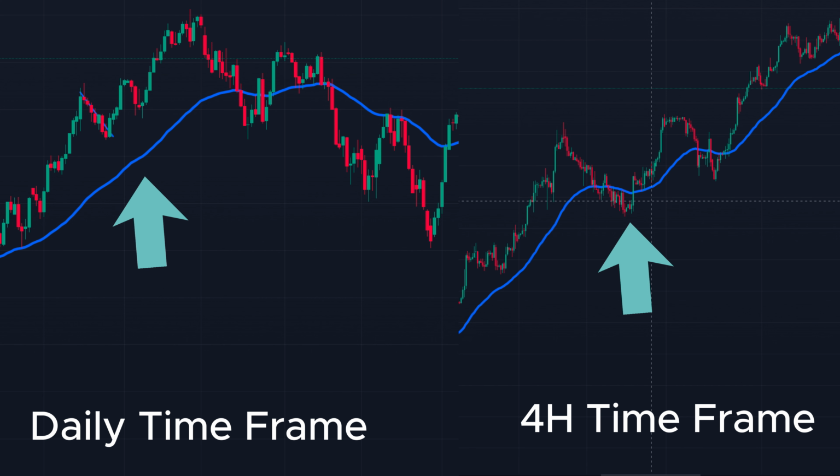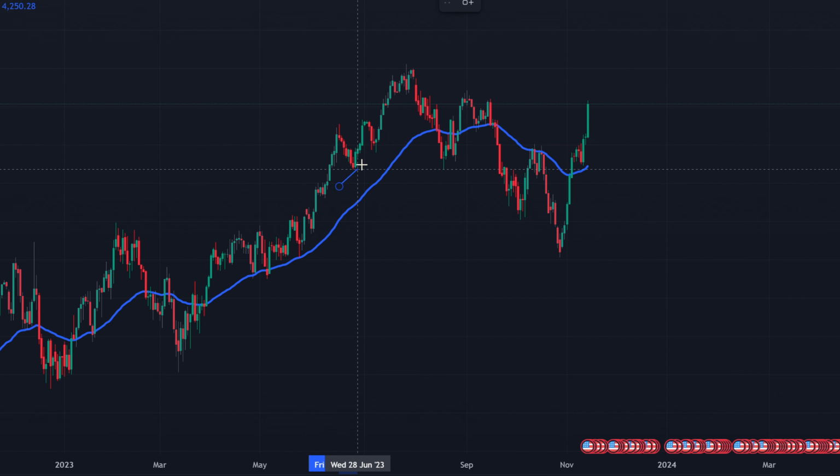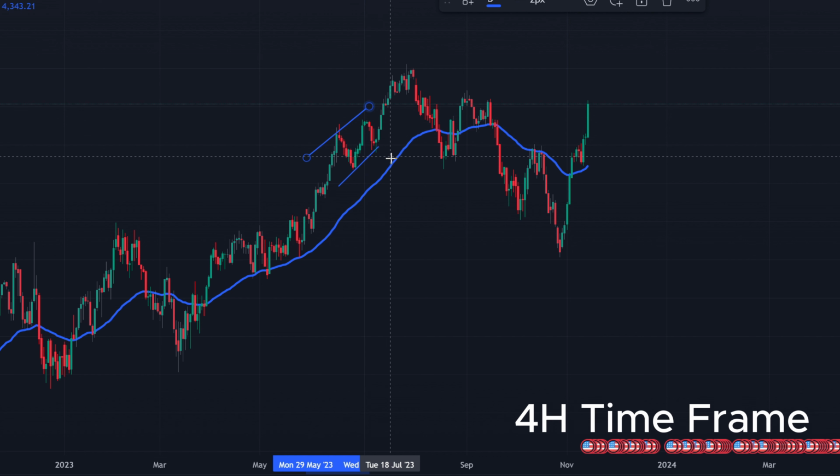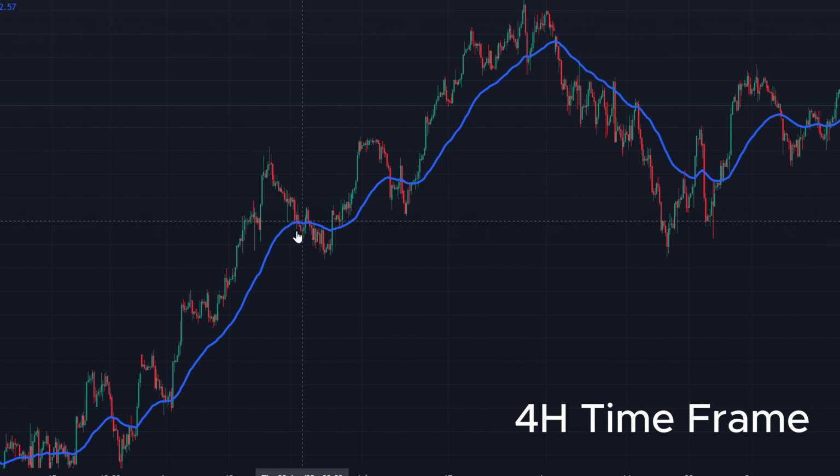Here's the process. Daily time frame. Identify the support level and draw a trend line over the short-term downtrend. Observe multiple rejections of the trend line. 4-hour time frame. Confirm the observations from the daily time frame.